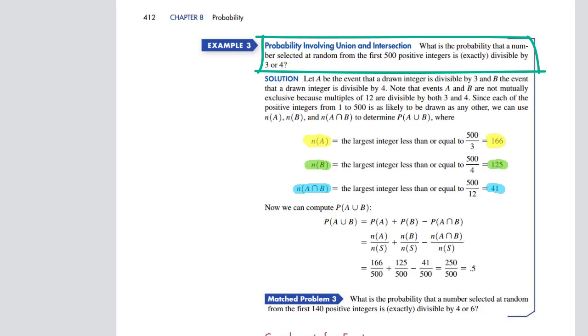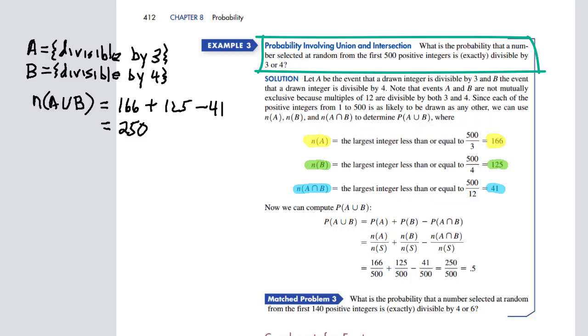Look at the logic here. If a number is divisible by 12, then that means it's divisible by both 3 and 4. So numbers divisible by 12 form the intersection in this problem. Then notice how they calculate how many elements are in each one of those groups.